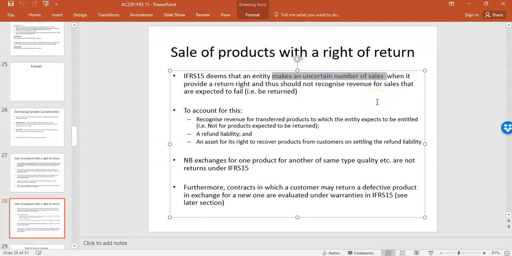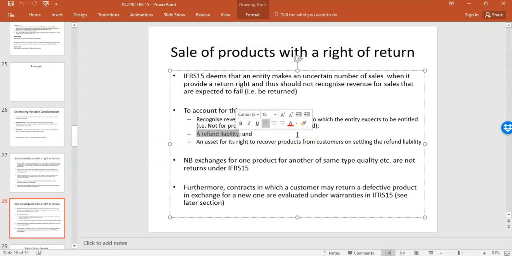So to do this, IFRS 15 says you make an uncertain number of sales, because when you make sales with a right of return, you don't know how many are going to come back. So you have to estimate it, which is your variable consideration. You recognize revenue for the portion of products you don't expect to be returned, and you recognize then a refund liability for the portion that you do. So there's 2 elements to it.